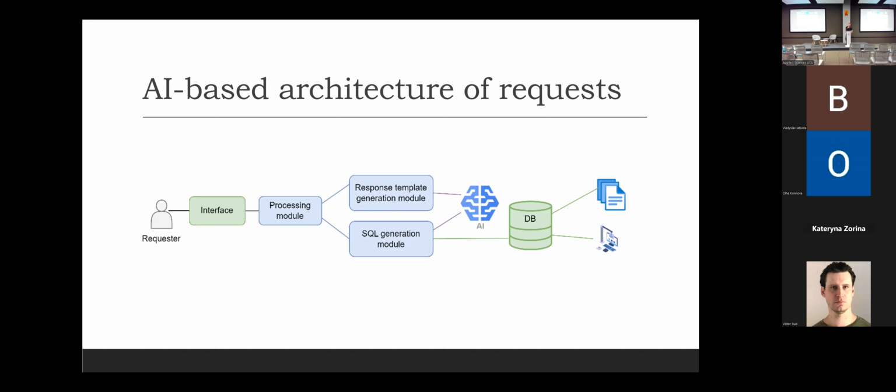So on this schema, you can see that the requester will interact with the interface and ask the question. The processing model will separate the question and basically get 2 responses from AI, one for a response template and one for SQL, which will go to the database and we get the results. And after that, the processing model will combine the 2 answers and provide feedback back to the user.